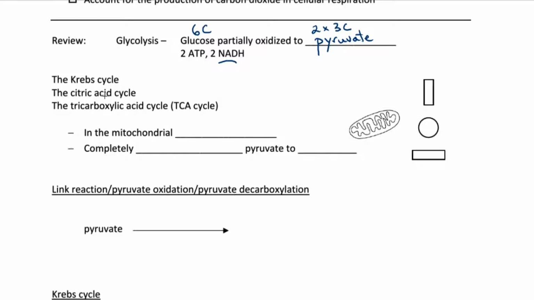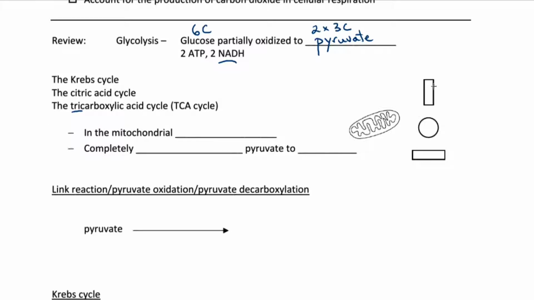Now, I'll mention that the Krebs cycle has a number of different names that you might come across if you're doing any reading or looking online. It's also called the citric acid cycle because citric acid is an important intermediate in the Krebs cycle, and it's also called the tricarboxylic acid cycle or the TCA cycle because citric acid is a molecule with 3 carboxyl groups on it. So just be aware that these all mean the same thing.